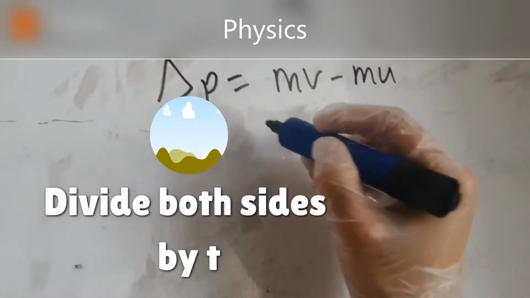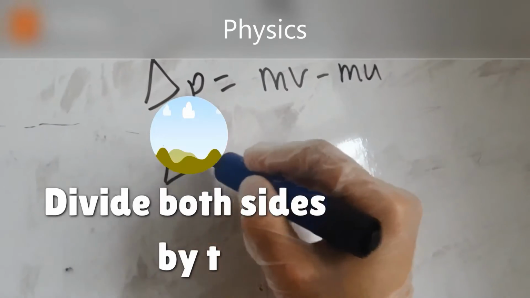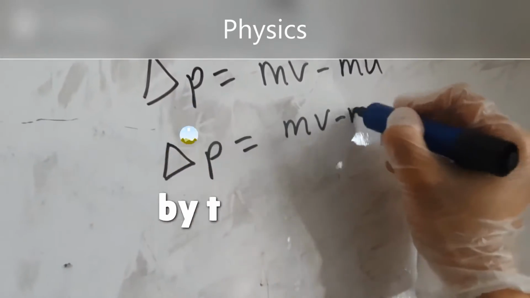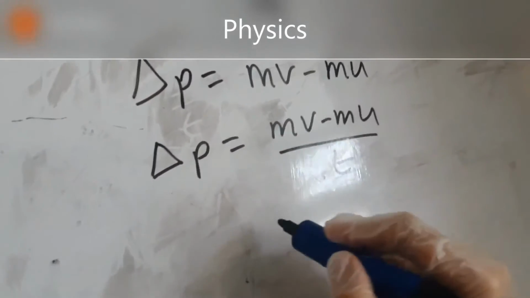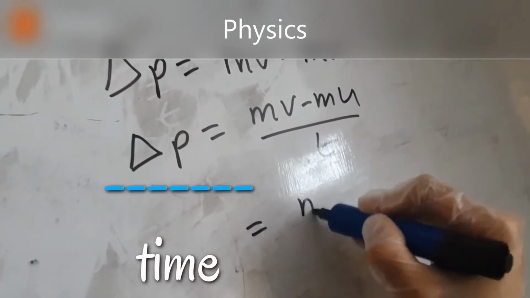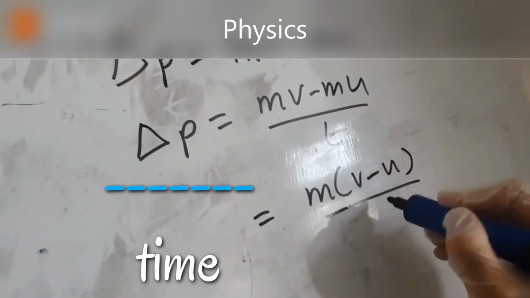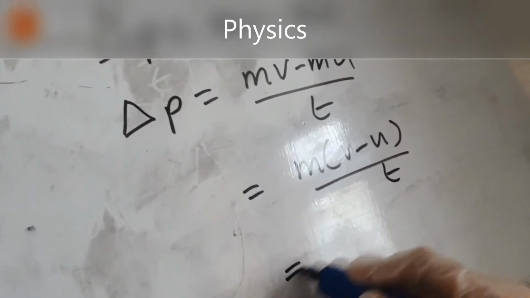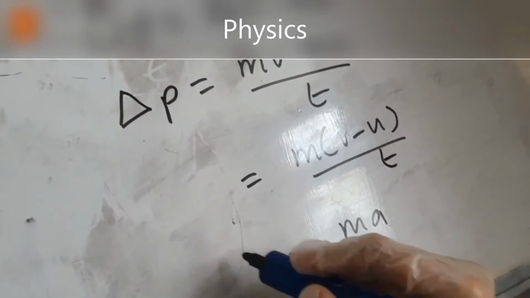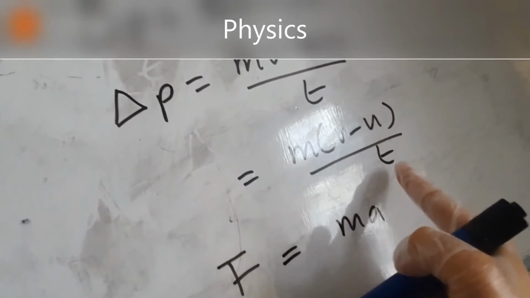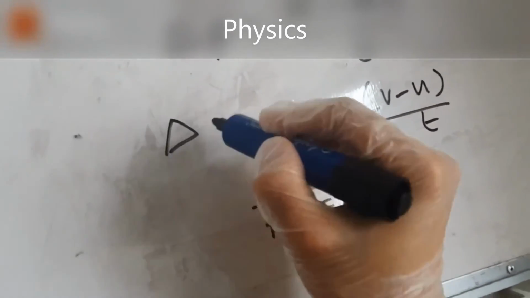Divide both sides by t. So on the left hand side we divide by t as well, and on the right hand side divide by t. Now if we take the m out, on the right hand side we get v minus u divided by t, and that is the definition of acceleration, because acceleration is the change in velocity over time. So F equals ma.